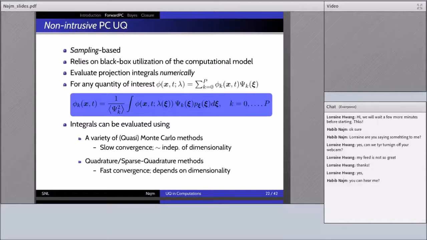A lot of research in this area has been on developing effective, sparse, and adaptive quadrature methods to be able to evaluate these types of integrals with the smallest number of samples of xi, so you don't have to solve your forward model too many times.